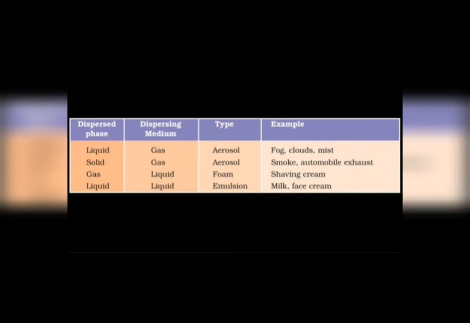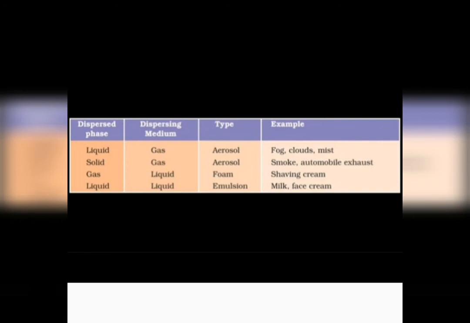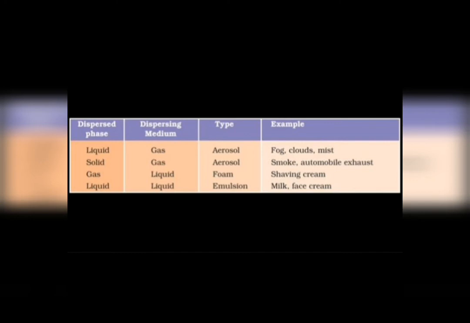Another group of colloid is aerosol. It's a colloid in which a solid or liquid is dispersed in a gas. Either a solid is dispersed in a gas or a liquid is dispersed in a gas. If I take a solid dispersed in a gas, then we have smoke and automobile exhausts. And if I am talking about the aerosol in which a liquid is dispersed in a gas, then we have hairspray, fog, mist, in fact clouds. These are all aerosols.